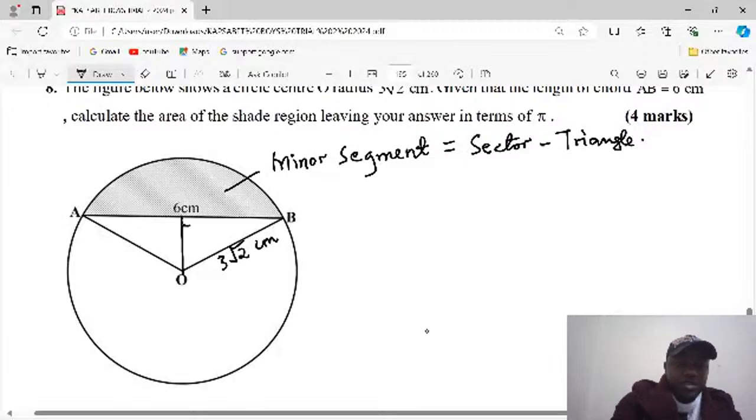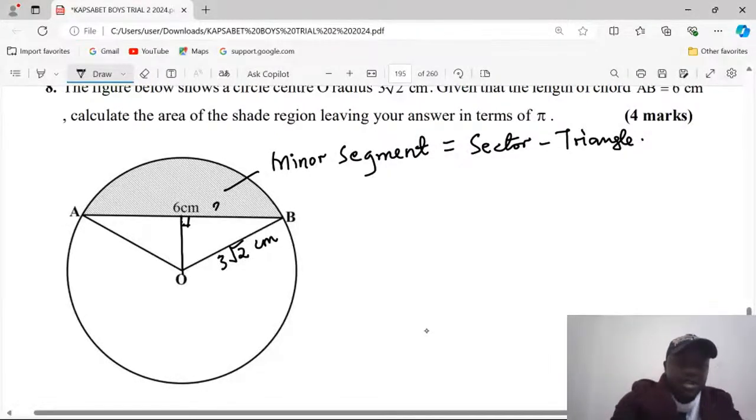I've first of all divided the chord into 2 so that I have 3, then 3√2. Then I'm interested in the value of this angle. The length, which is 3, is opposite to this angle. Then 3√2, which is the radius, is also the hypotenuse for such a triangle. And so we will use the sine of an angle.